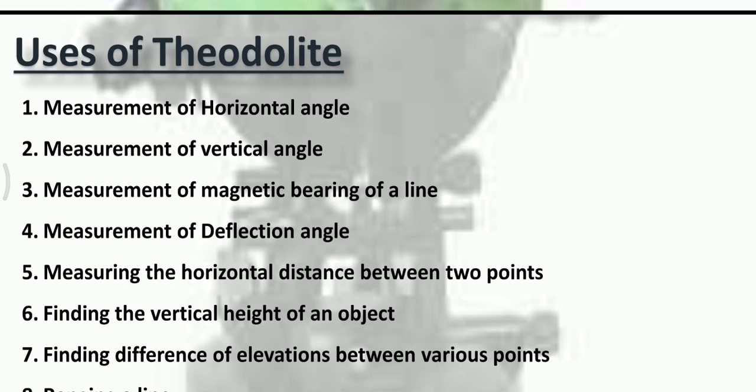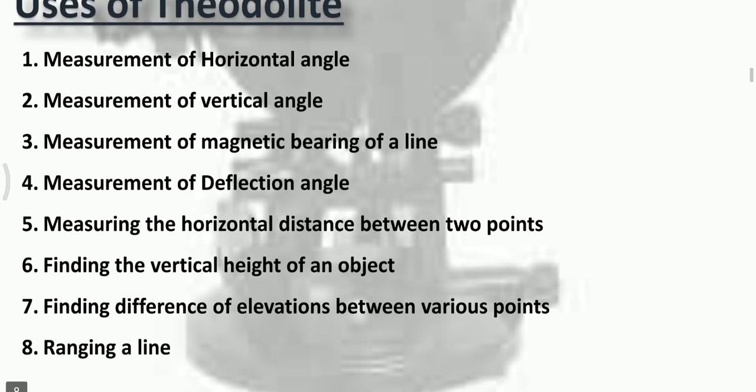Next one, measurement of horizontal distance between two points. The use of a theodolite is measuring the horizontal distance between two points. With the help of the theodolite, we can easily measure the horizontal distance between two points.